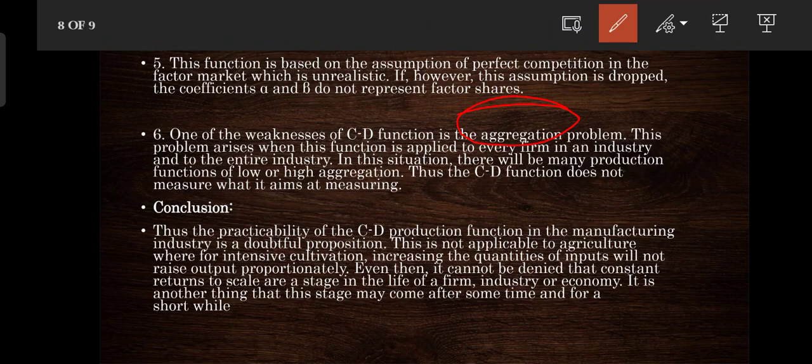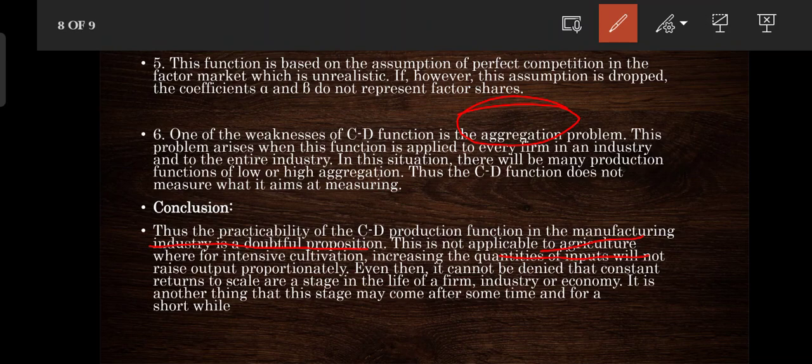Then we are concluding the session. The conclusion: thus, the practicability of the Cobb Douglas production function in the manufacturing industry is a doubtful proposition. So we have seen many criticisms regarding the Cobb Douglas production function. In the manufacturing industry, it has a doubtful position. This is not applicable to agriculture. Therefore, intensive cultivation, increasing the quantities of inputs, will not raise the output proportionately.